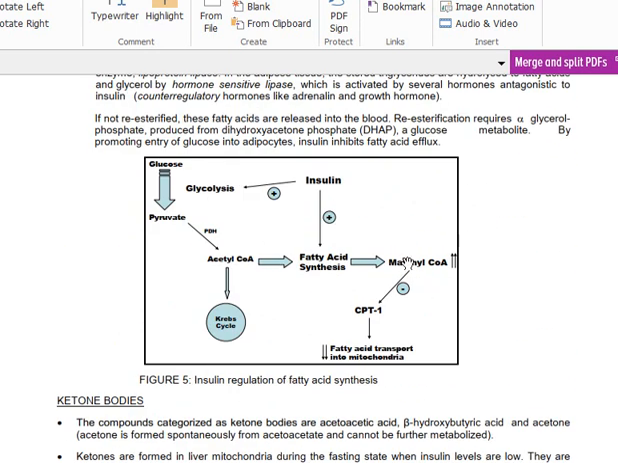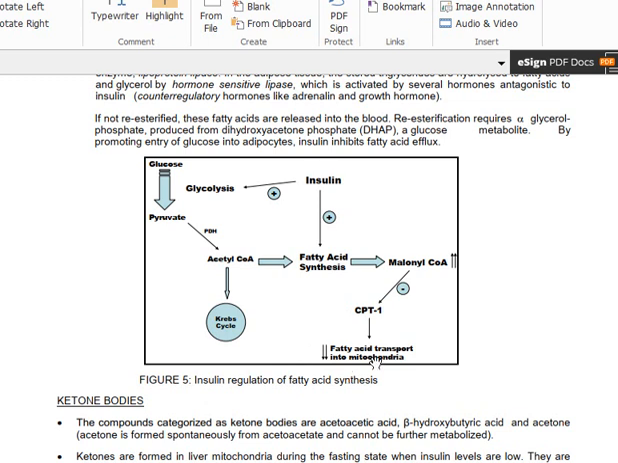We said that if you have insulin, it is going to synthesize more of the malonyl CoA, and malonyl CoA is going to inhibit this enzyme here, which is CPT1, and CPT1 is involved in the transport of fatty acid into the mitochondria. So when there is malonyl CoA production and inhibition of CPT1, there is reduction in transport of fatty acid into mitochondria, so there is no alpha and beta oxidation. No ketone bodies are going to be produced.